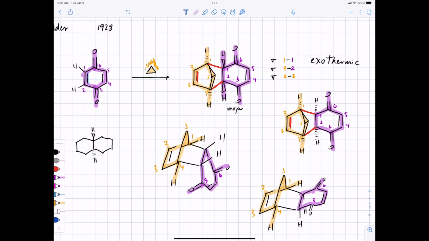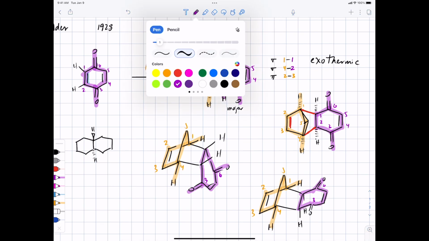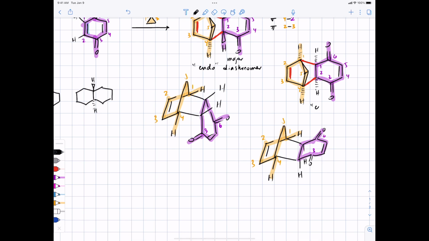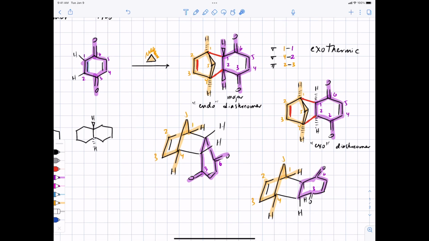Exactly. So the book talks about two different products, endo versus exo, and that's exactly what it's talking about here. This is the endo diastereomer, and this over here is the exo diastereomer. And the thing about endo versus exo, I suppose they could have called it cis versus trans. They chose endo versus exo, endo meaning in, exo meaning out. I don't know totally why they decided to assign them this way.